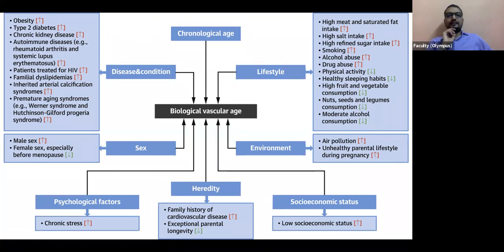So what factors affect our biological age? Let's expand more on what factors, because chronological age is clear. We don't have to learn too much about chronological age. But biological age, what factors influence biological age? This should be the next subheading: factors influencing biological age.